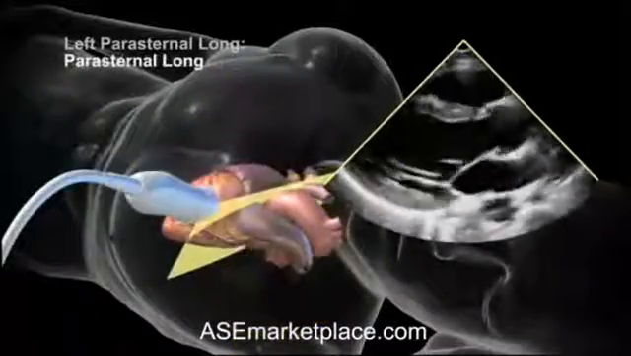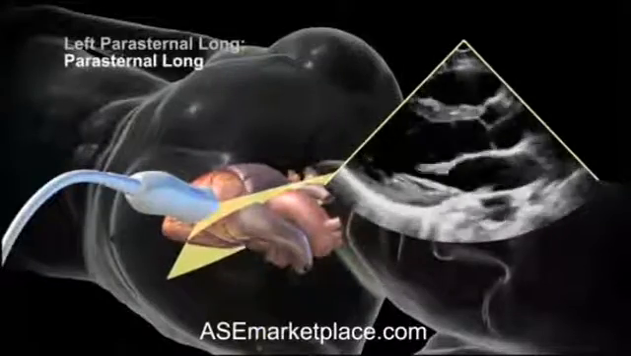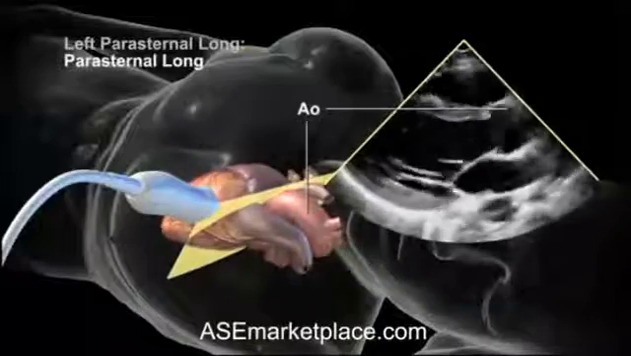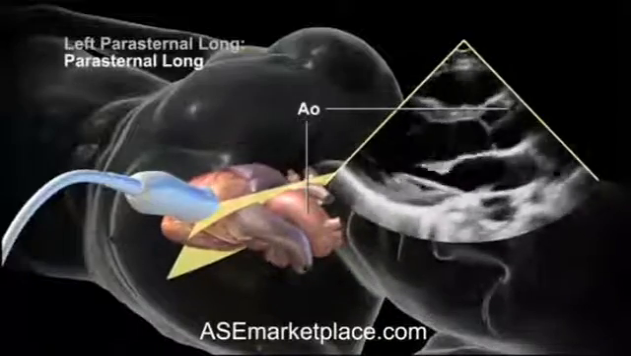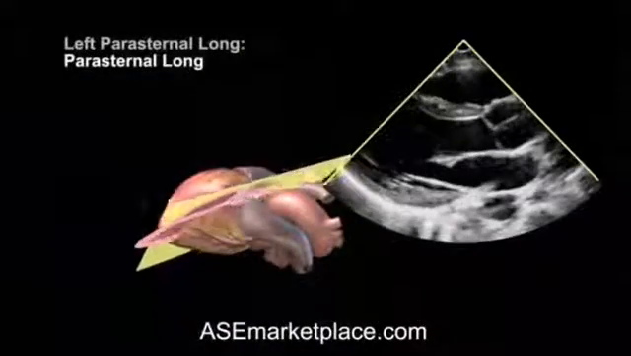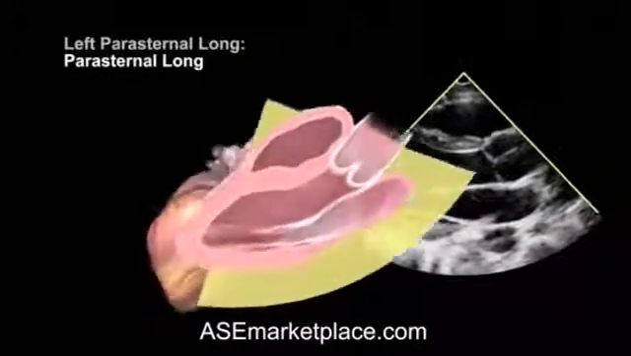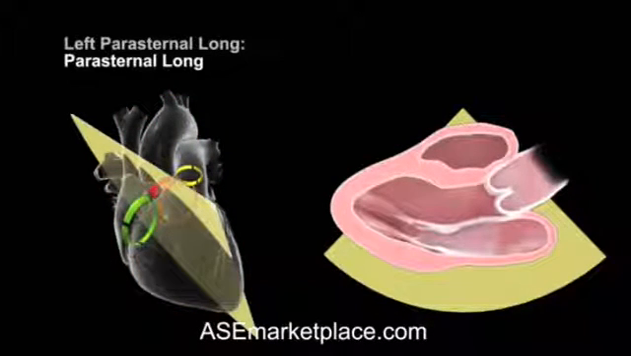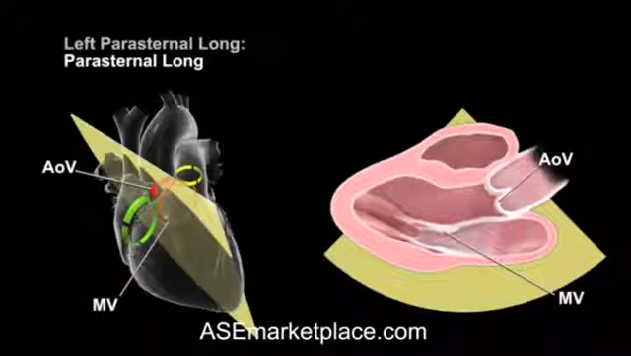Now we will look at each view to demonstrate the anatomic structures visualized. Notice that in this parasternal long axis view, the aorta is labeled in both the animated heart and the clinical image. On the left image, we can see how the parasternal long plane cuts the aortic valve, labeled AOV, and the mitral valve, labeled MV. The left ventricle is labeled LV and the left atrium LA.